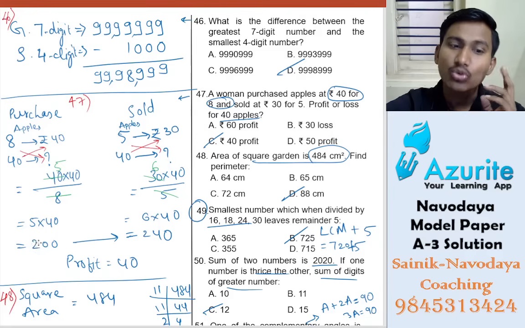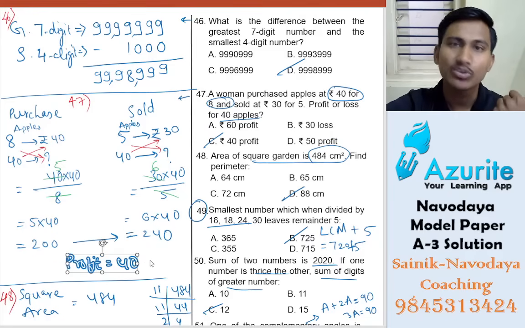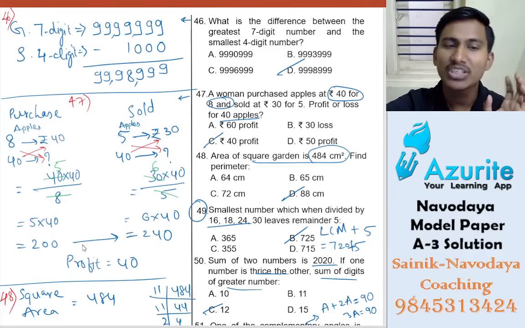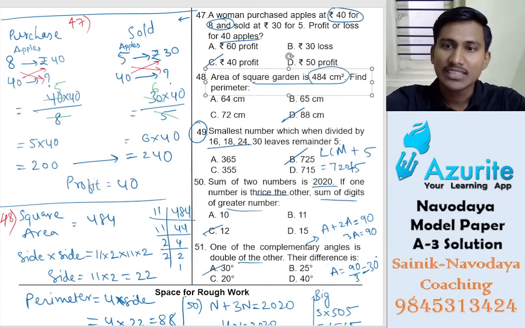So she bought at 200 and sold at 240 rupees. So profit is 240 minus 200, 40 rupees is the profit. So the option is option C here. Okay, got it?